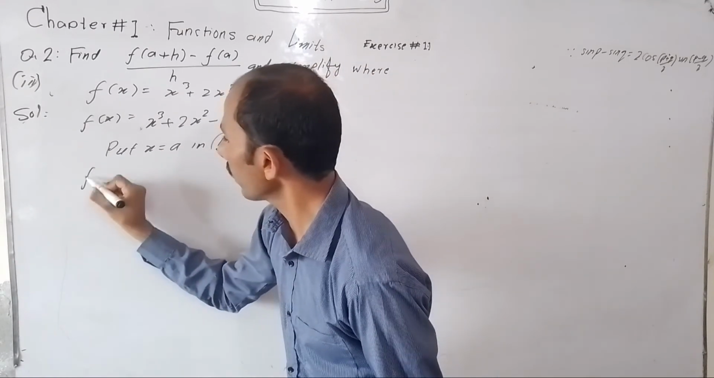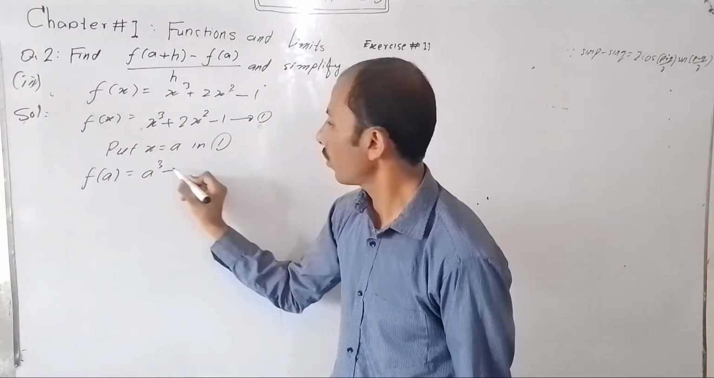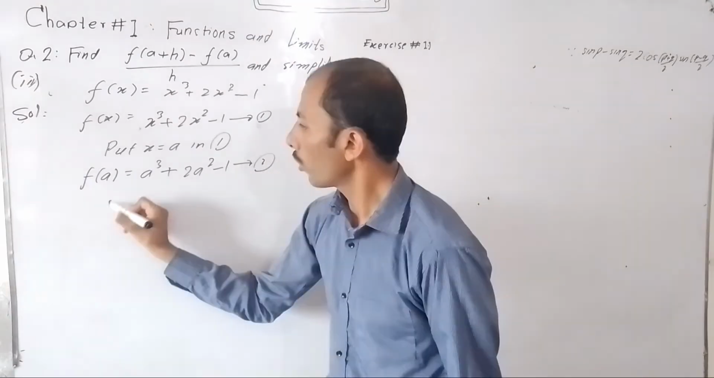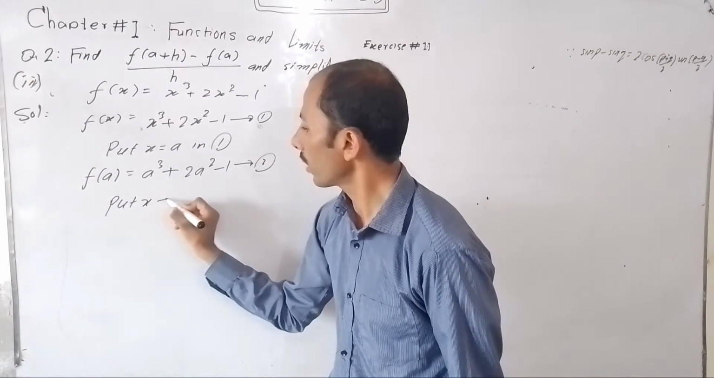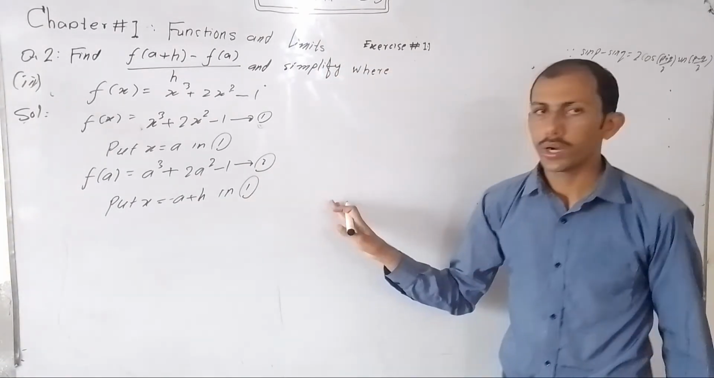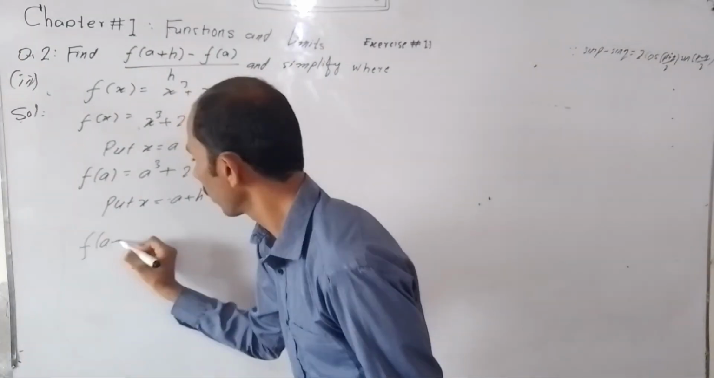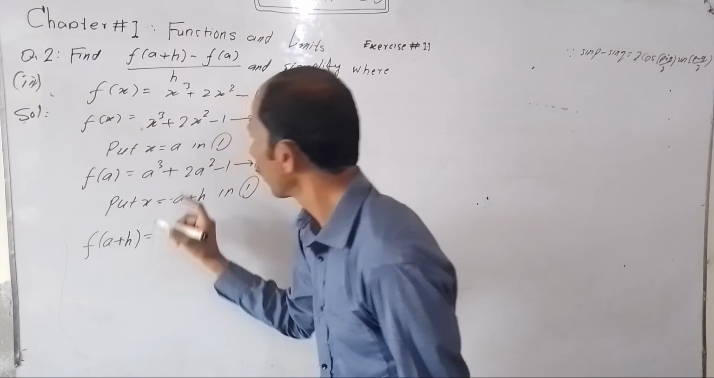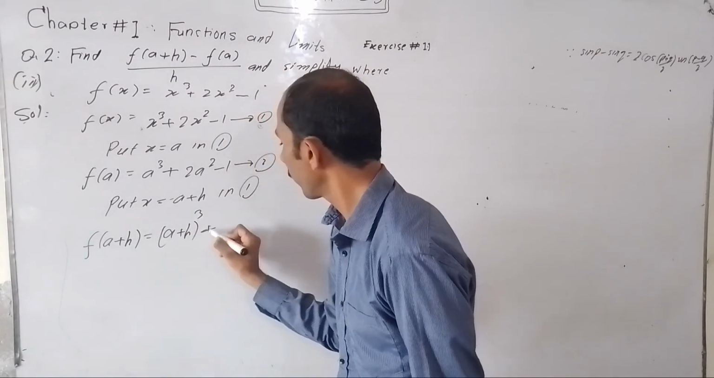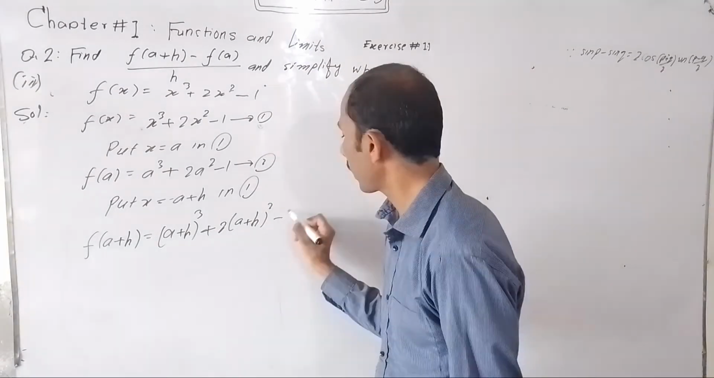So 1 becomes f of a divided by a is equal to a cube plus 2a square minus 1, equation number 2. Put x is equal to a plus h in equation 1. So 1 becomes f of a plus h is equal to (a plus h) whole cube plus 2 into (a plus h) whole square minus 1.